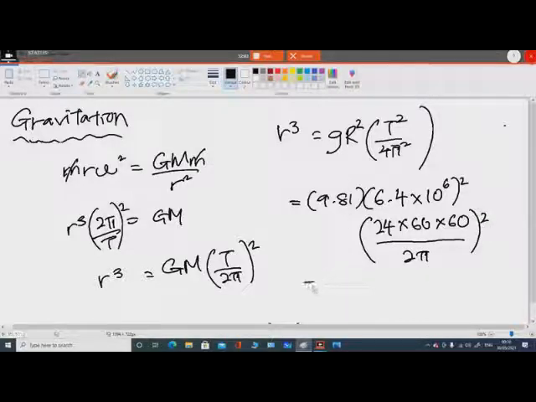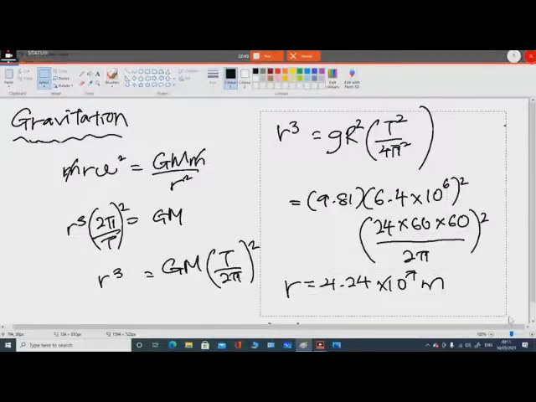So the radius we got for the final answer is actually 4.24 times 10 to the power of 7. So at this distance, only at this distance, is a synchronous satellite able to occur. Okay, so let me erase this one.